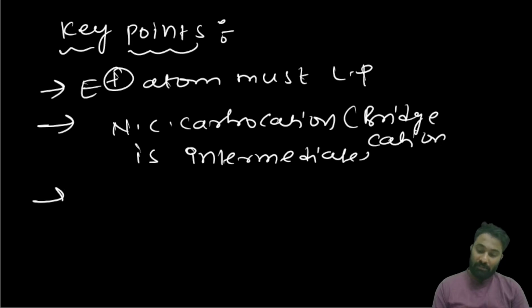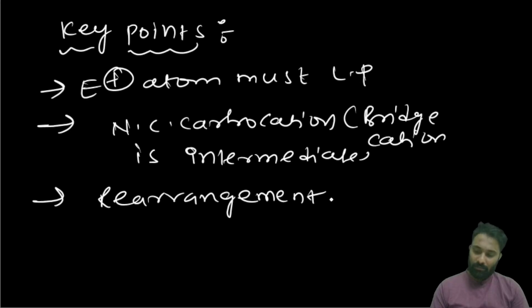Then rearrangement is not possible in this one. This is a one very key point. When the alkene is readily undergoing non-classical carbocation, here rearrangement is not possible. This is a one very key point you have to remember.